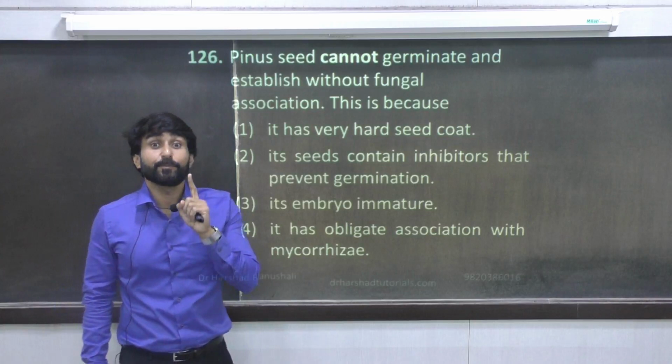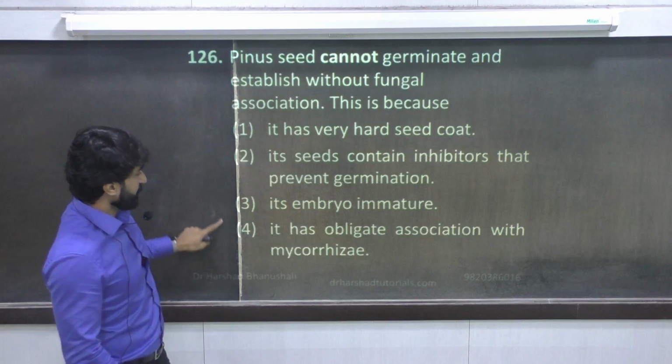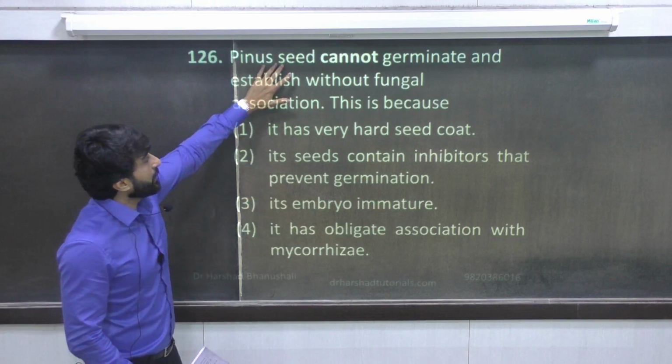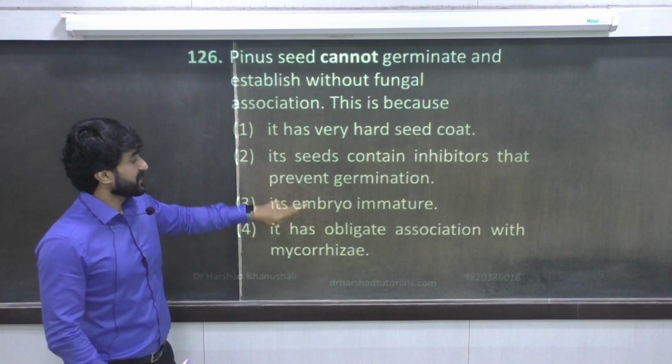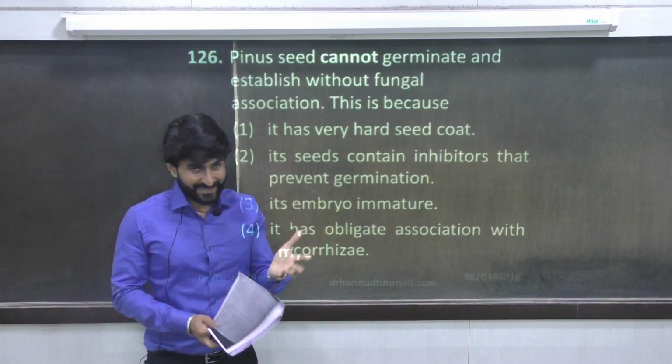Under fungus, when we learn about fungus association with roots, Pinus is an example under mycorrhiza. So, for that purpose, we go for this answer. It has an obligate association with mycorrhiza. So, our answer for 126 would be 4. Mind you, if you go to see, dormancy in Pinus can be because of this as well as this. But since they have spoken about fungal association, and since NCERT mentions mycorrhizal fungus as an example, our answer should be option number 4 for question number 126.